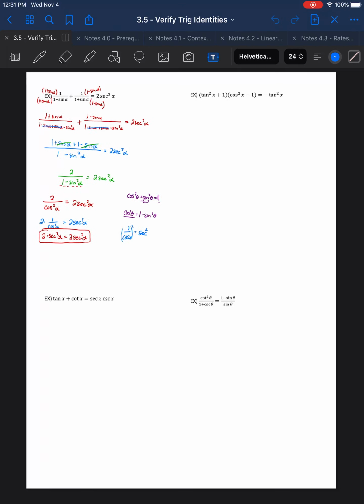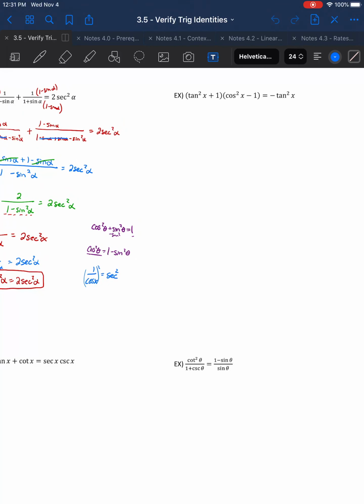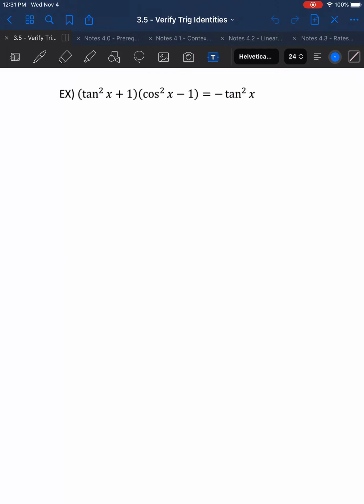Okay, let's finish going through these examples. And if you are just checking this video out, this is the second half of the 3.5 video. And we are verifying identities. So we're trying to make the left and the right-hand sides of our equation match each other.